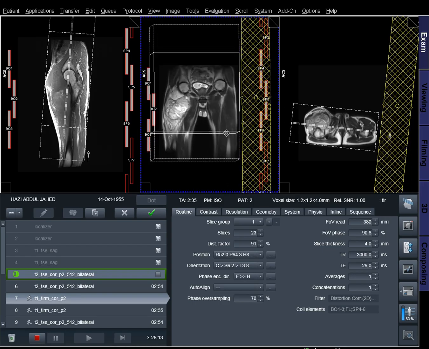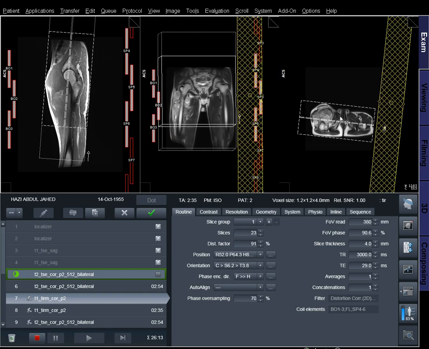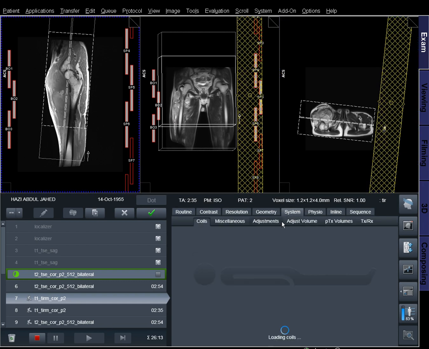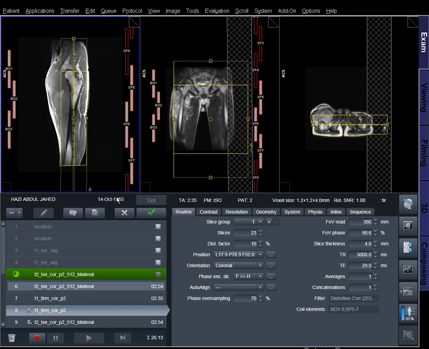The slices must be sufficient to cover the entire thigh from anterior to posterior. The FOV must be large enough to cover the entire thigh from the hip joints down to the knee joints.